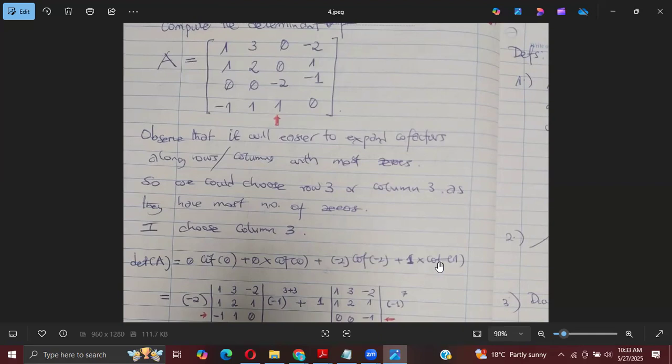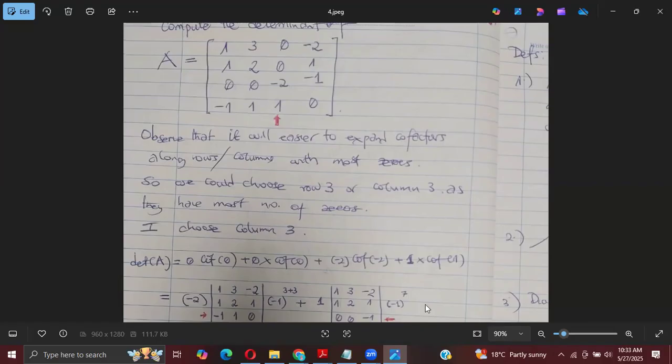Now, where is this 1? This one is in row 4. So these are the rows: row 1, row 2, row 3, row 4. And then the columns are column 1, column 2, column 3.